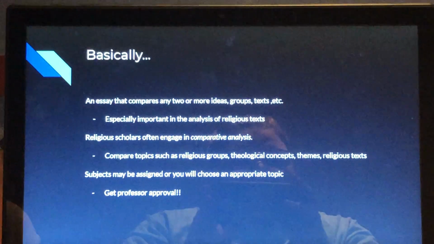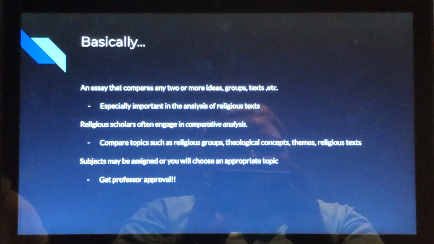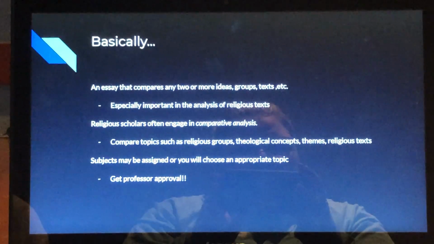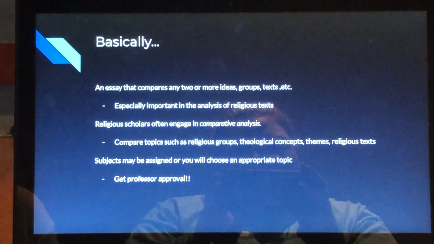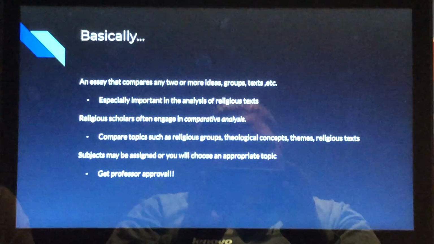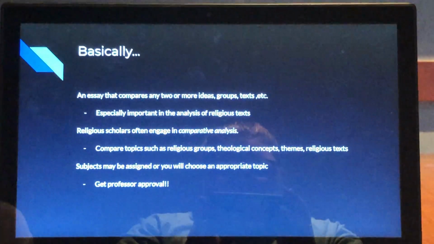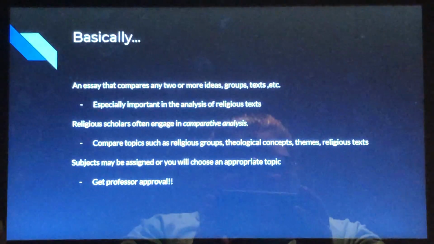Religious scholars do often engage in comparative analysis. They compare topics such as religious groups, theological concepts, themes, or religious texts, like I mentioned earlier. These subjects usually will be assigned by your professor, but occasionally you will be tasked with also choosing an appropriate topic as well as writing the paper.